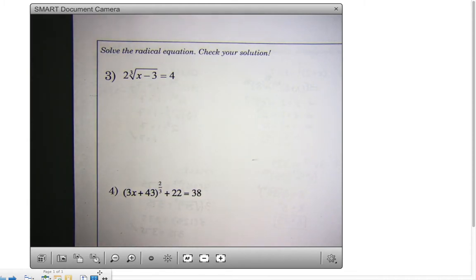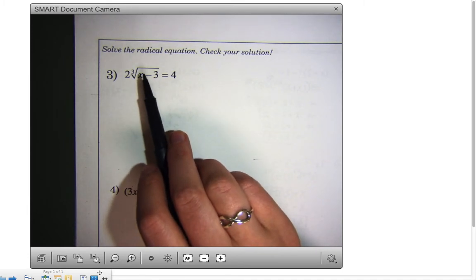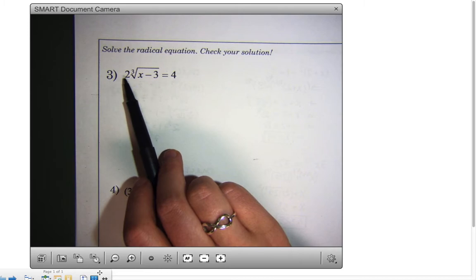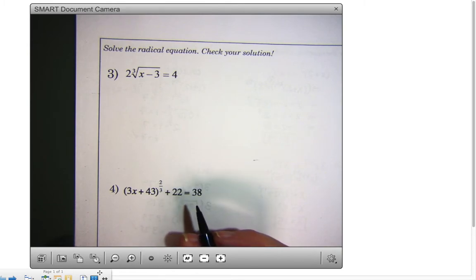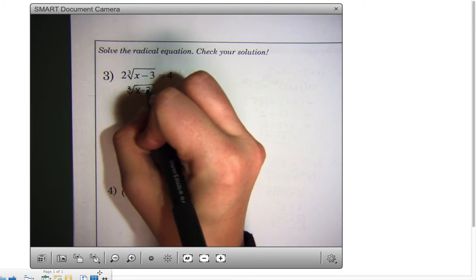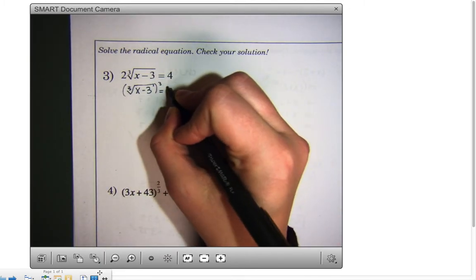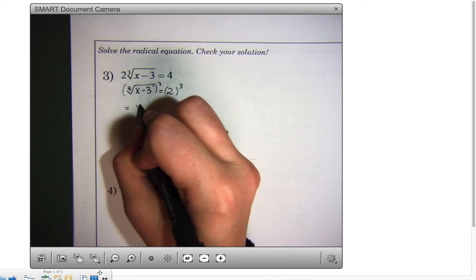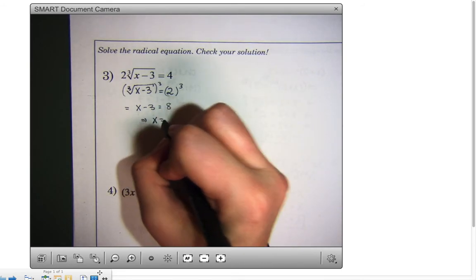All right, let's try this one. Again, we've got something being multiplied in front, and now we have a radical and we have something underneath. I have to get rid of the radical, but I've got to isolate it first. So this 2 has to go. 2 is being multiplied by the radical, so to undo that, I need to divide by 2 on both sides. So I've got the cube root of x minus 3 equals 2. Cube both sides to get rid of the cube root. x minus 3 equals 8. So we just end up that x equals 11.